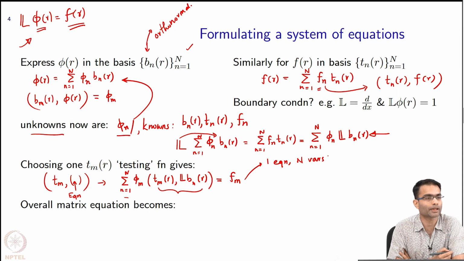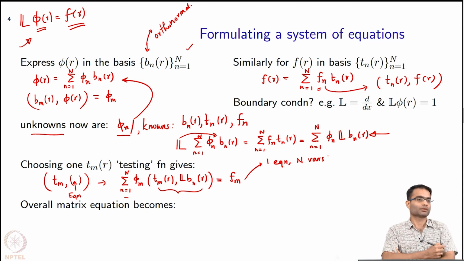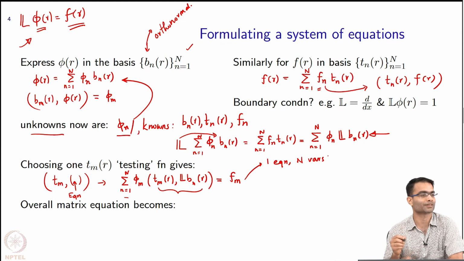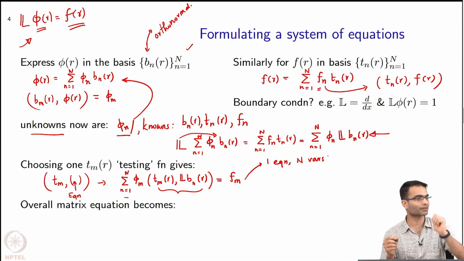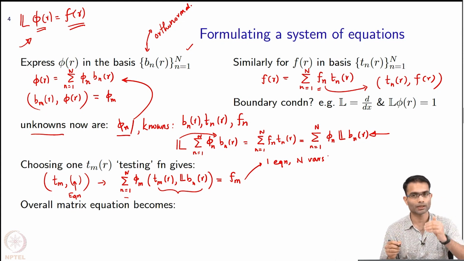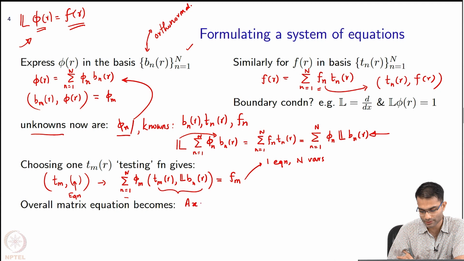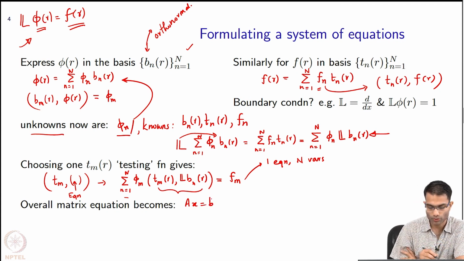How many times can I repeat this process? I can repeat this n times with each of the t's. So, that is why these are called testing functions. I am testing the equation with each one of them, one after the other, and I am getting n equations. So, overall matrix equation, supposing I get something like A x is equal to b, that is what I get. So, what will my A m n be equal to?